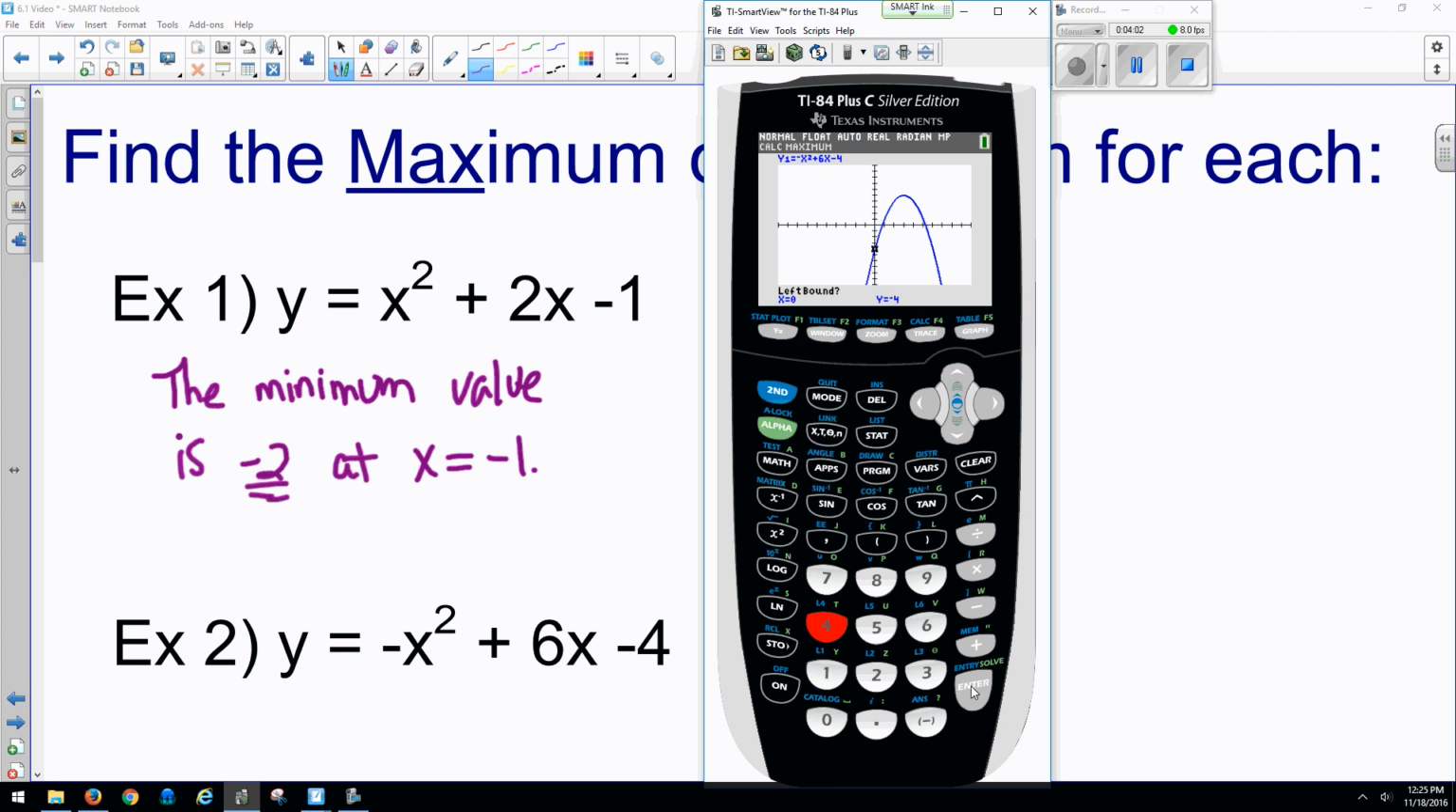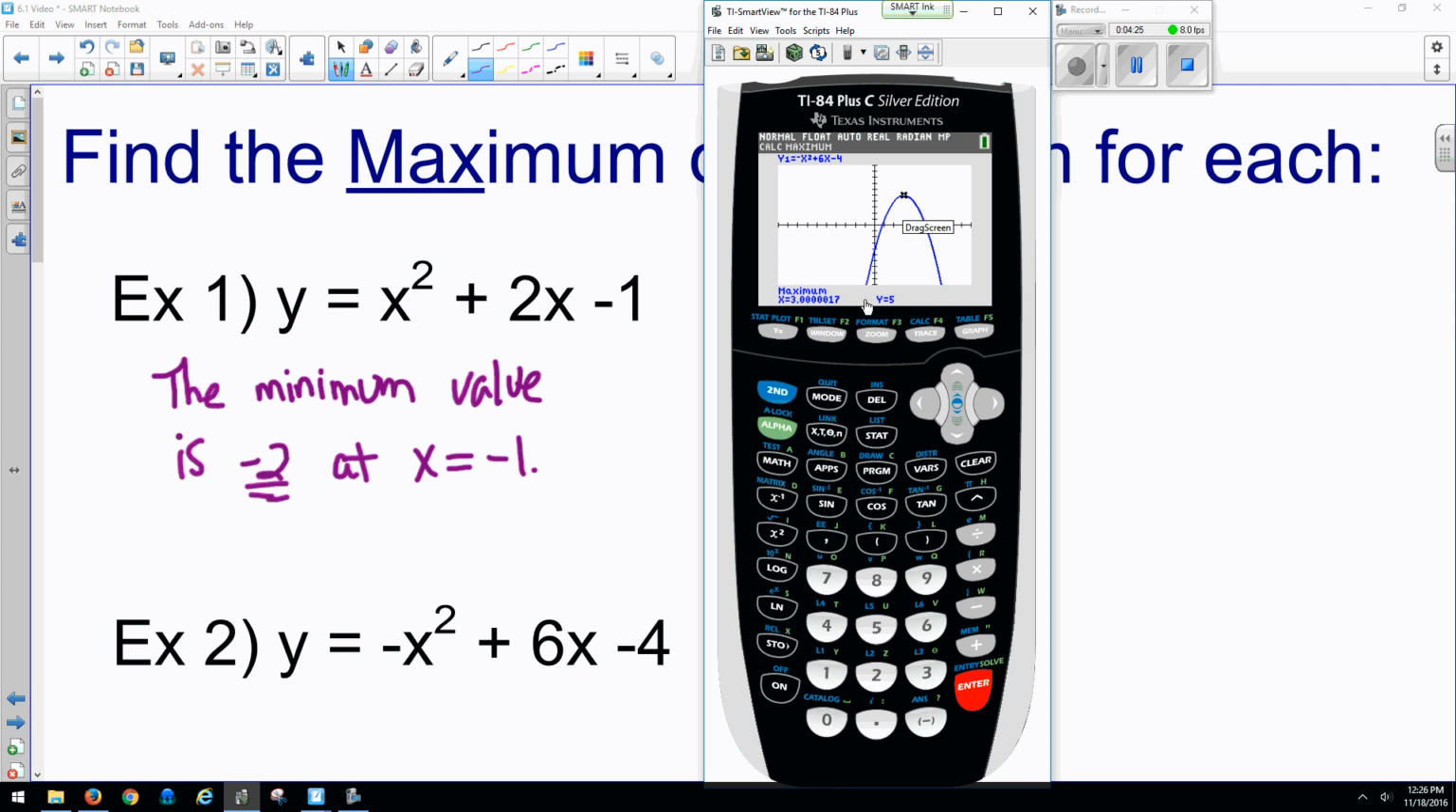It asks for the left bound. It's already to the left of that, so I'm just going to hit enter. It asks for the right bound, so I'm going to arrow over until I get just to the right of that maximum point and hit enter. And then it asks for a guess. I'm just going to hit enter again. And so again, if we eyeball this, we could see that it lands at that point at 3, 5, but just to be sure, I would use that function.